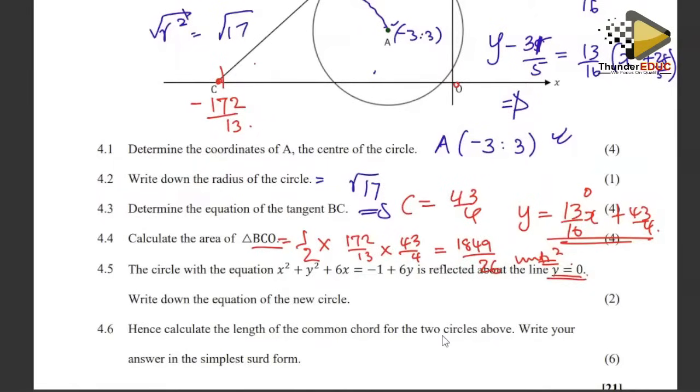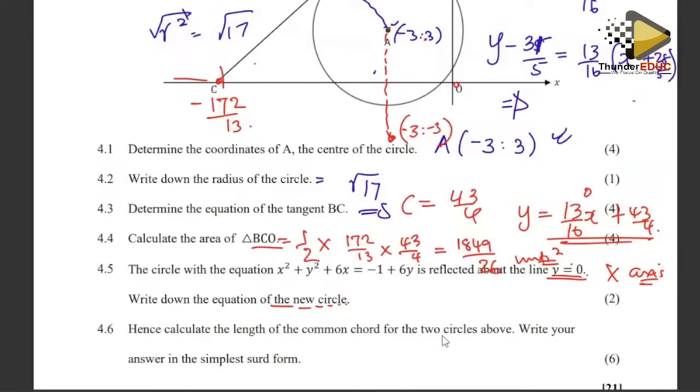Then 4.5, the circle with this equation is reflected about the line y is equal to 0. And which line is that where y is 0? So that is the x-axis. Okay, so this circle is reflected about the x-axis. Can we write the equation of the new circle? So if it's reflected about the x-axis, we're keeping the x. It's only the sign on the y that's going to change. So the new coordinates of the center will be -3 and -3.